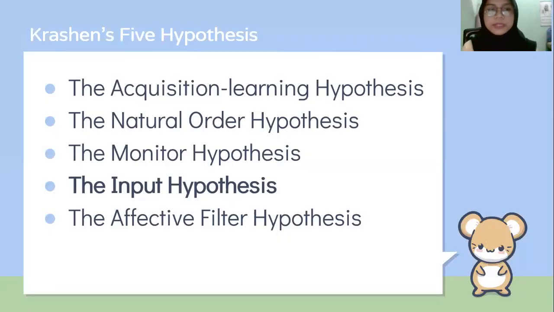So input hypothesis is from Krashen's 5 hypotheses, and they are the acquisition learning hypothesis, the natural order hypothesis, the monitor hypothesis, the input hypothesis, and last, the affective filter hypothesis. But we're not going to talk about all these 5 hypotheses, but only input hypothesis.